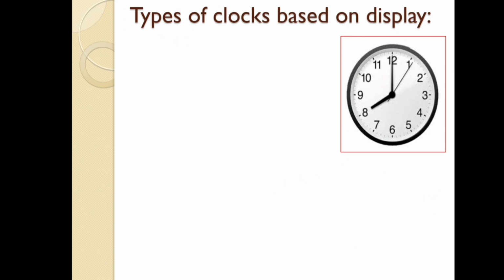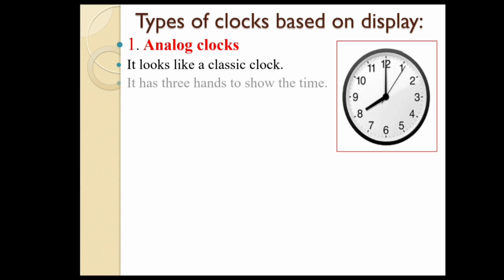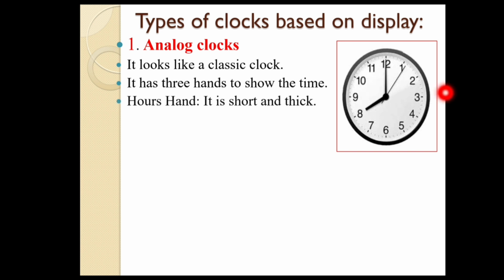Types of clocks based on their display. The first type we are going to discuss is analog clocks. You can see the picture over here, that is called an analog clock. It has three hands to show time. You can see here in the picture you have three hands. The hour hand is short and thick. It shows the hours. So it is at 8, that is 8 o'clock. You very well know that, isn't it? Yes.